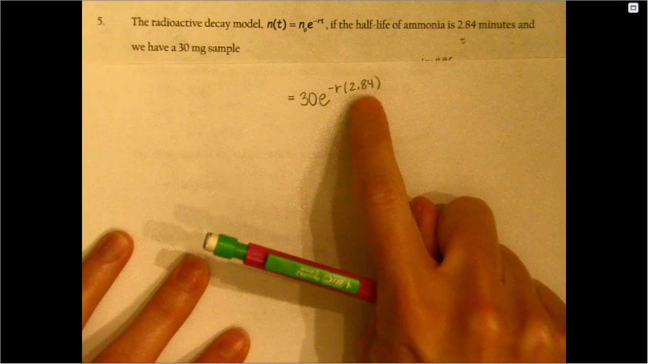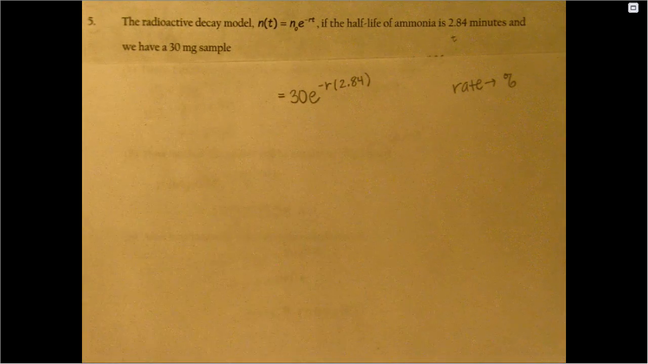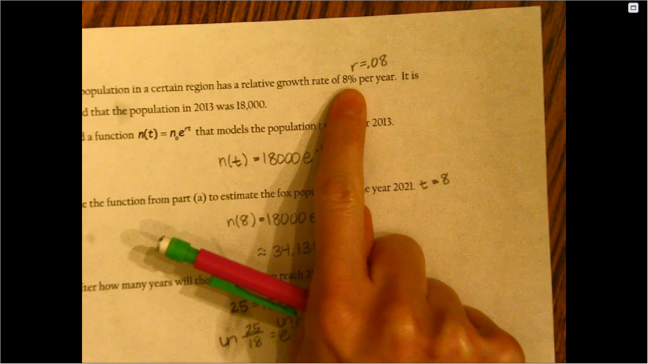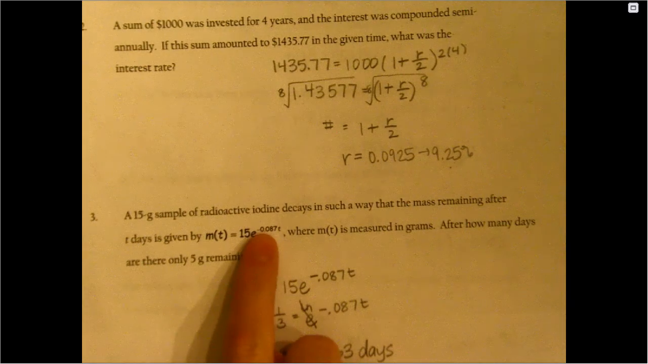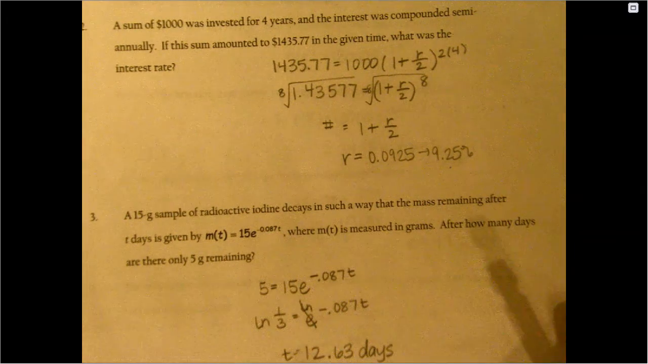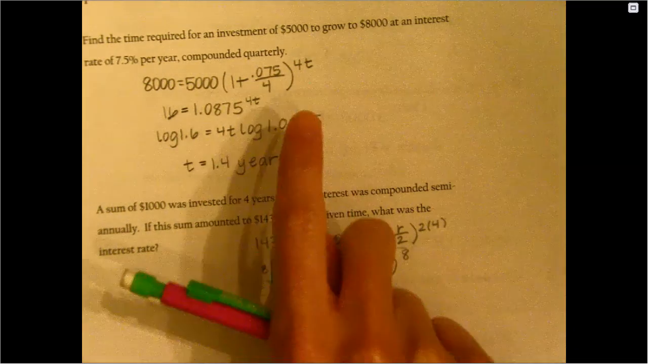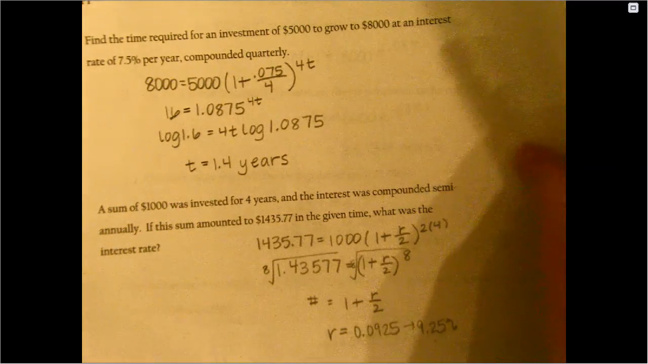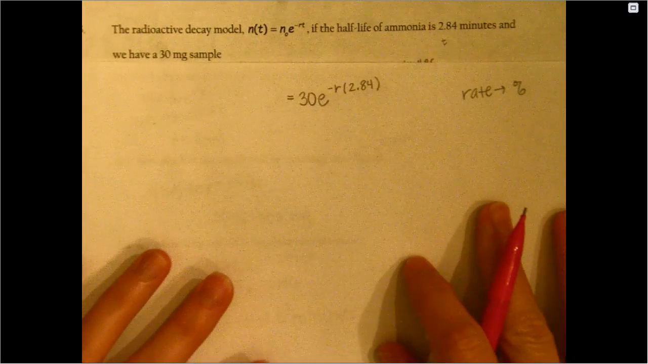Okay, so this is not a rate. A rate will always be in the form of a percent. So if you do not see a percent in your problem, that means you do not have the rate. Like in number 4, that would be our rate. In number 3, we're given the equation, so that would be the rate, about 0.87% decay. Here we're not given the rate. We had to find it in that one. There's our percent, there's our rate. So a rate will always, always, always be in the form of a percent.